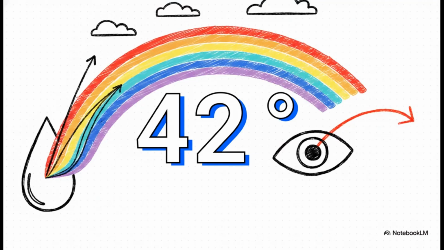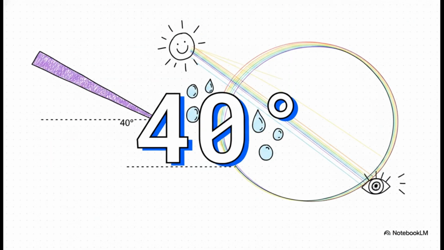Now that we understand the micro level of a single drop, let's zoom way out to answer a big picture question. Why on earth is a rainbow curved like an arc? Well, the answer lies in geometry, specifically the magic number of 42 degrees. For a ray of red light to travel from a raindrop in the sky and perfectly hit your eye, it has to come in at exactly a 42-degree angle. Compare that to violet light, which reaches your eye at a slightly tighter angle of exactly 40 degrees.